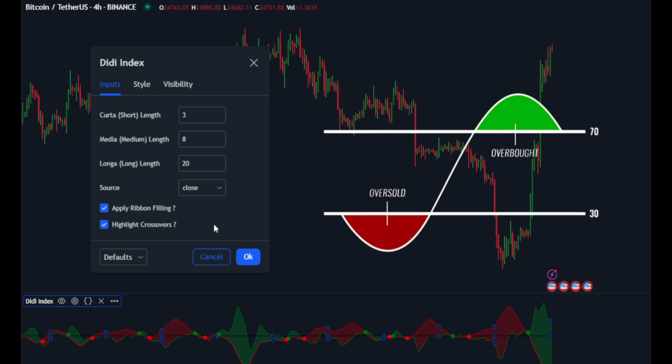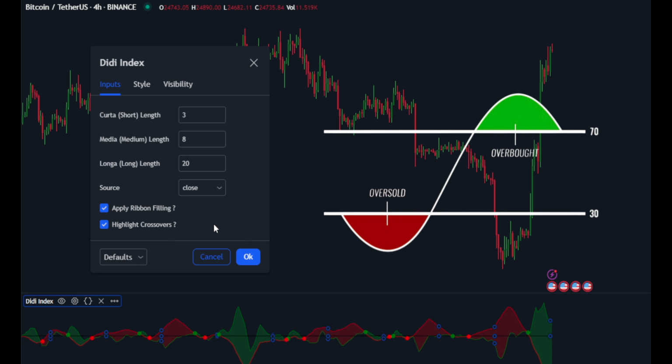The Relative Strength Index, RSI, is also incorporated into the DD Index to provide additional information about the strength of the trend. The RSI is a momentum oscillator that measures the speed and change of price movements, and it ranges from 0 to 100. A reading above 70 indicates an overbought market condition, while a reading below 30 indicates an oversold market condition.